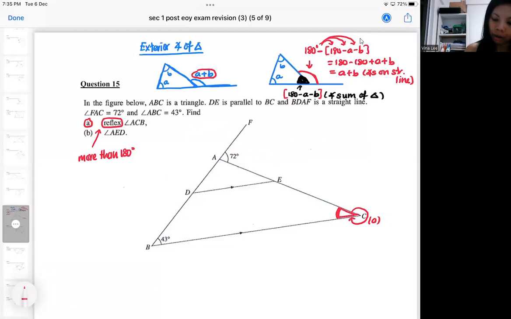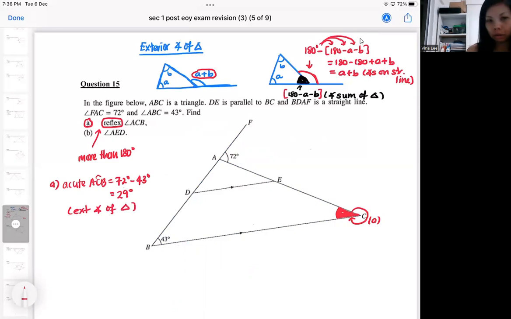So like I say, there are two ways of finding this. You can use the exterior angle of triangle. If you have used the exterior angle of triangle, acute ACB will just be 72 subtracting 43. I think that should be 29. So that one will be using the exterior angle of triangle.